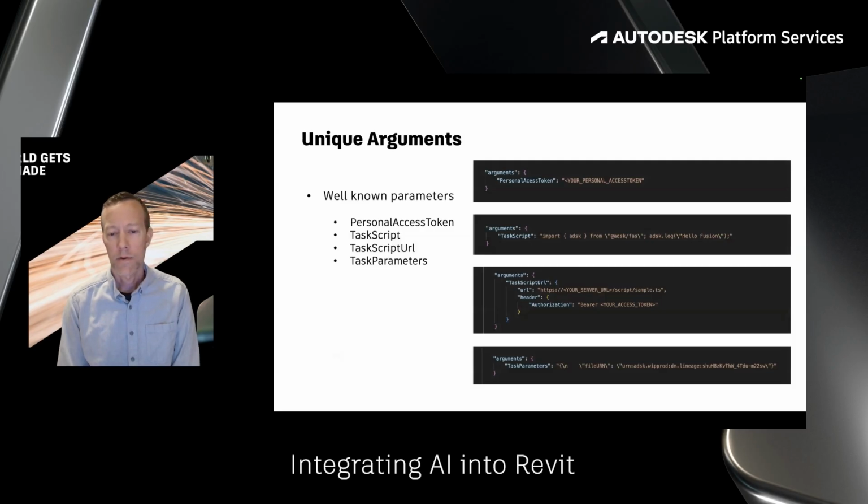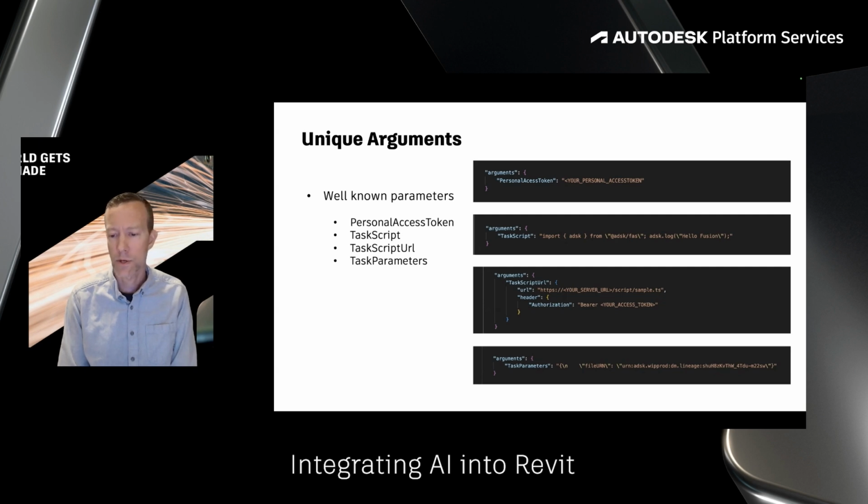All right, and for Fusion, we have some well-known unique arguments that you can use in your activities and your work items. The first one is the personal access token, and that one is required. If you don't send that to us, then we won't be able to log you into Fusion and you will just get an error. And the next three are optional. The first of those is called task script. And this allows you to just send a short inline script to us. And this is going to be mostly for testing simple things, because there is a limit to the number of characters you can send in the payload for your work item.